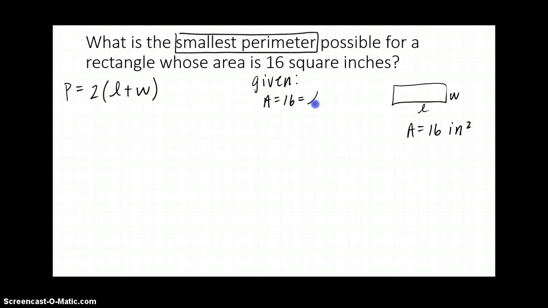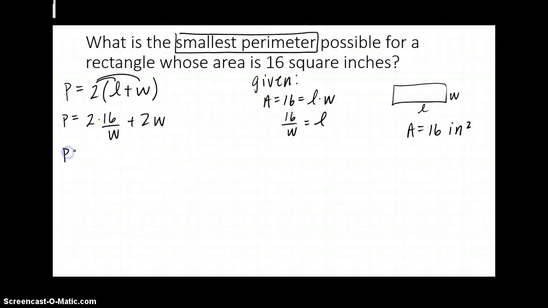How do you find the area of a rectangle? Length times width. So using the given information, solve for one of the variables. So let's solve for L. Write the equation to be optimized in terms of one of the variables. So into my perimeter equation, I'm going to replace L. I'm going to distribute the 2, and I'm going to replace L with 16 over W.